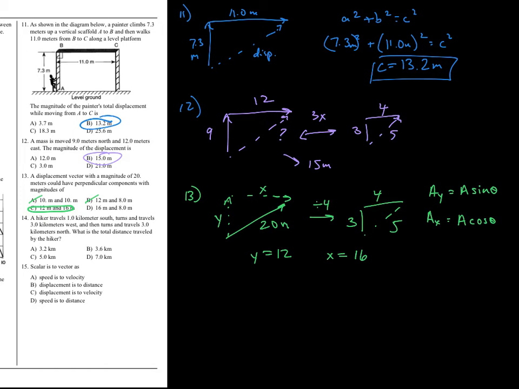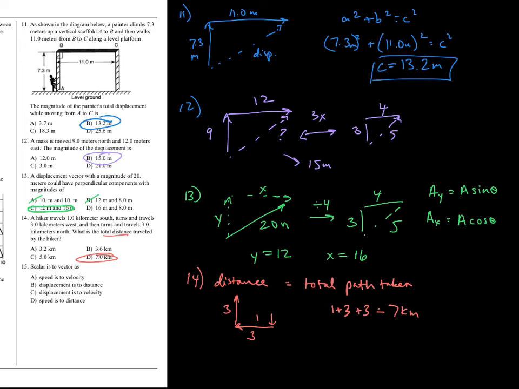All right, number 14. A hiker travels 1 kilometer south, turns and travels 3 kilometers west, and then turns and travels 3 kilometers north. What is the total distance? Total distance is the same as the total path taken, not the shortcut. So you go 1 south, you go 3 west, and then 3 north. So 1 plus 3 plus 3 gets you 7 kilometers.